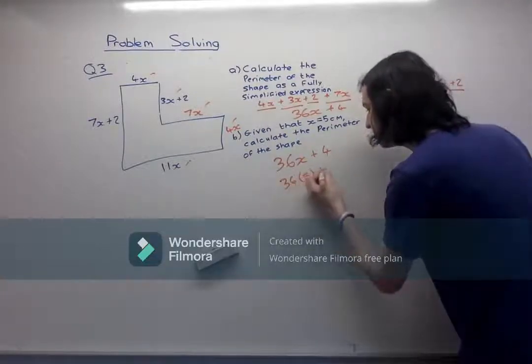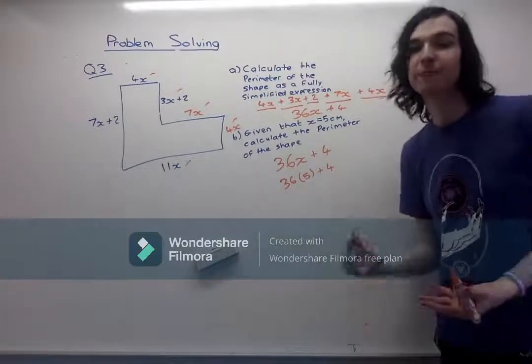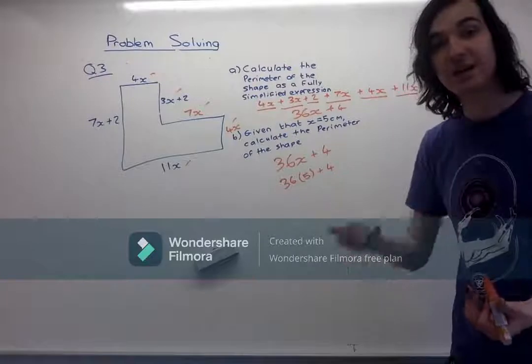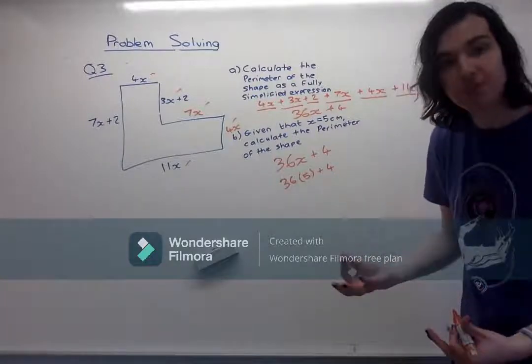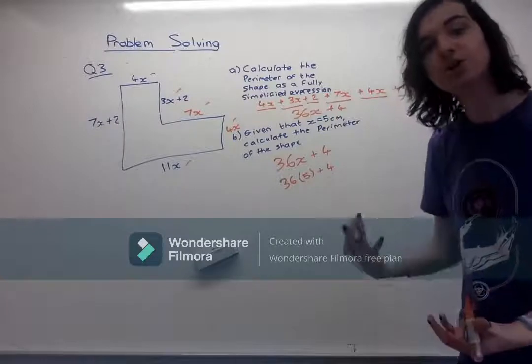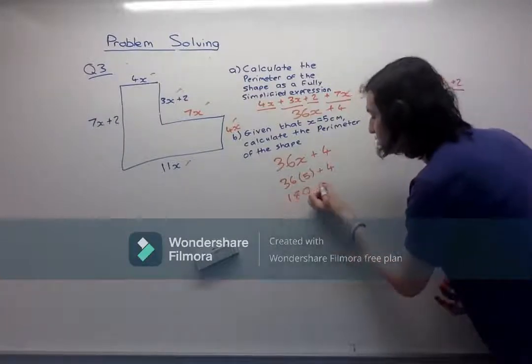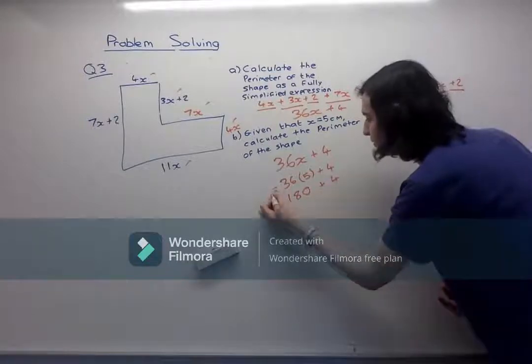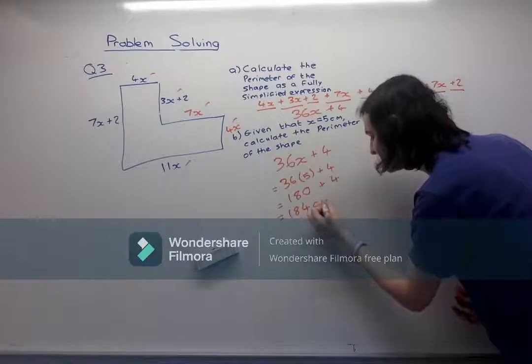36 times by 5 plus 4. 36 times by 5, that's a big calculation. Usually anything above 12 times 12 requires a calculator. If you do it yourself, you should get to 180 for this. 36 times 5 is 180. You've got plus 4. That will give you 184 centimetres.